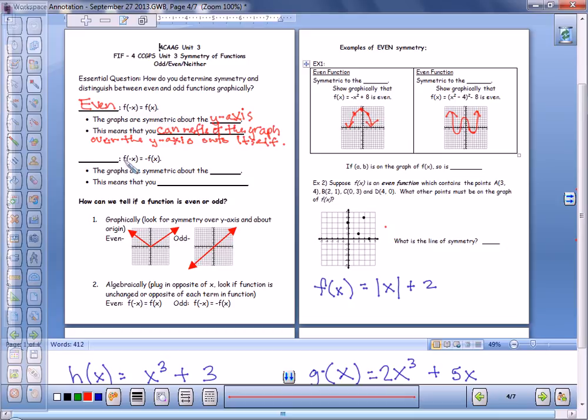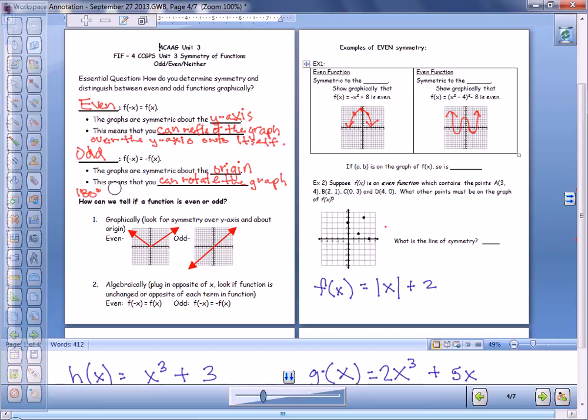Now, the second type of symmetry we're going to study today is called odd. An odd symmetry is where we have a graph that is symmetric about the origin. And when it's symmetric about the origin, it has rotational symmetry. So what does that mean? It means you can rotate the graph 180 degrees around the origin onto itself.